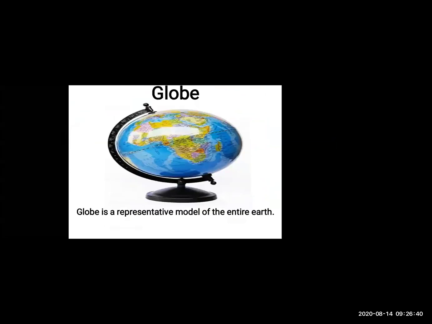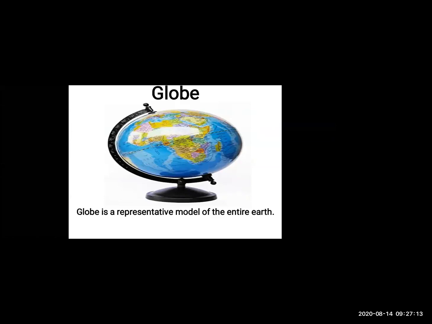I think you have seen this globe in your school. It is a globe. It is very important in the study of geography. It is a replica of the earth. It looks like the earth and it is spherical. A globe is a representative model of the entire earth. What is meant by a globe? See here, a globe is a representative model of the entire earth. Revise this line in your mind.